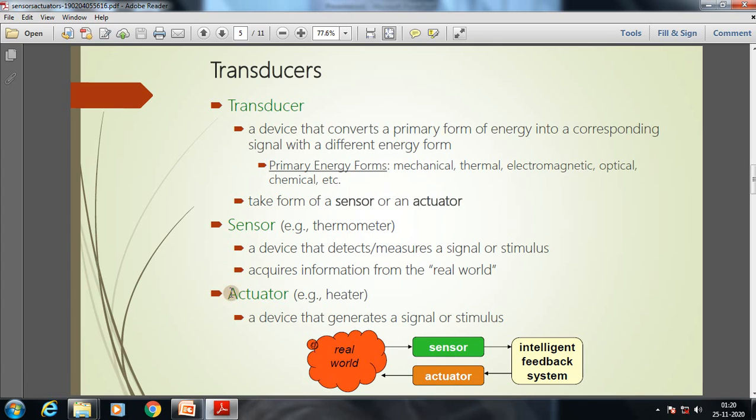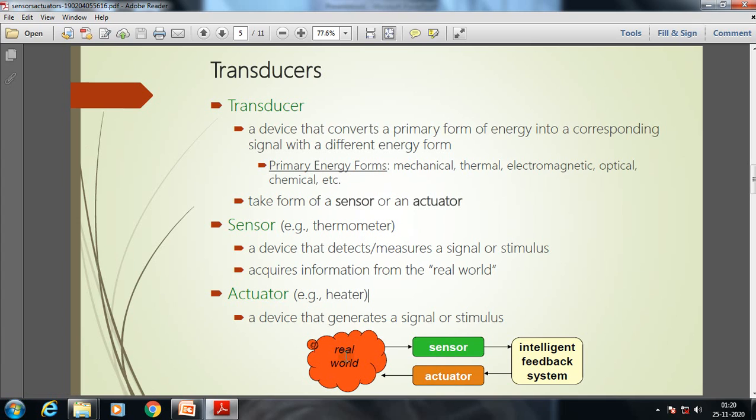Okay, next one is the actuator or heater. Suppose the heater, a device that generates a signal or stimulus. So the function of an actuator is to generate a signal or stimulus. A device that detects and measures a signal is basically a sensor. An actuator basically generates a signal or stimulus.